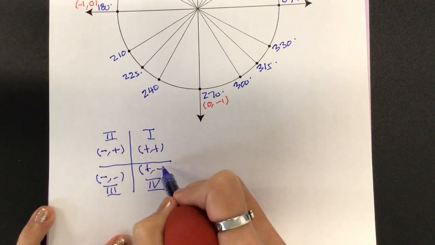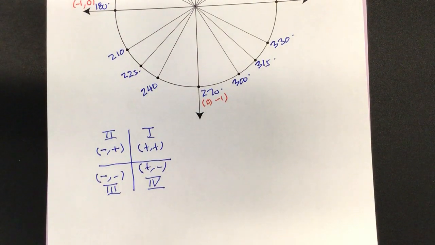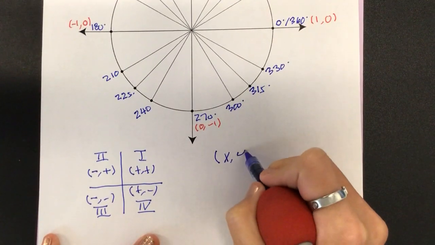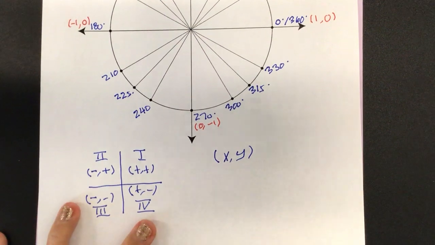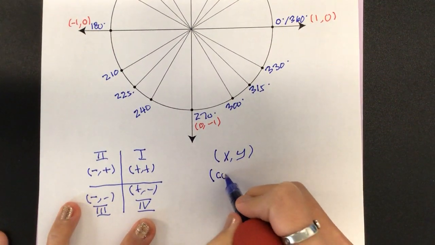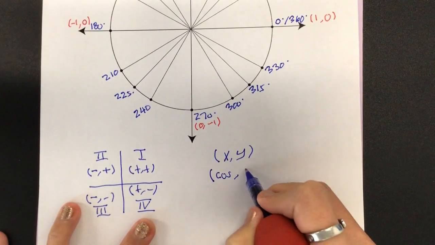Good, the y is negative. Okay, are we good with that so far? So then, I want you to write the ordered pair by labeling x comma y. That's a geometry topic. And then when we go further onto the unit circle, x is a cosine value and y is my sine value.